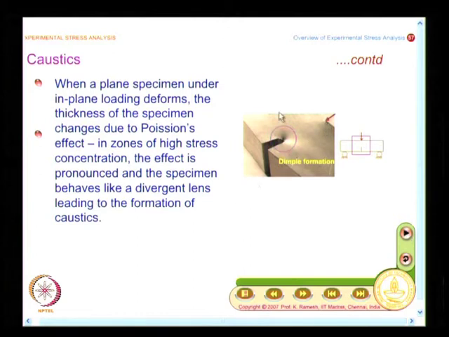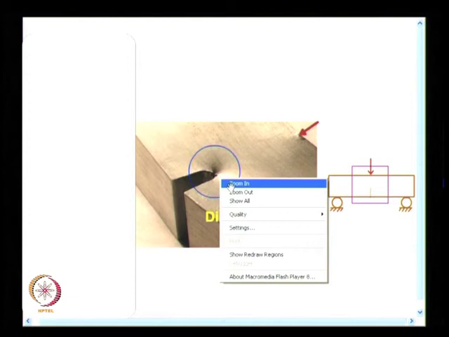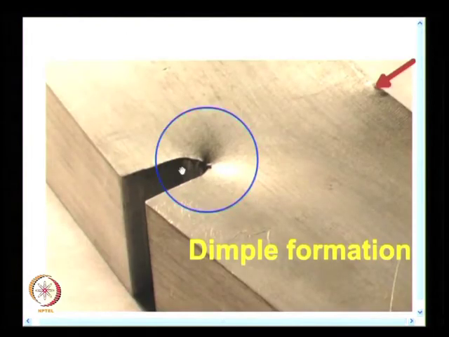I have an aluminum specimen which has a crack, and you see a dimple formation here. First, we will see this, then look at the reason behind it. Can you see the dimple very clearly at the tip of the crack? You see a very large deformation here, and this occurs when I apply load. This is in 3-point bending, when I apply the load, I have a dimple formation.